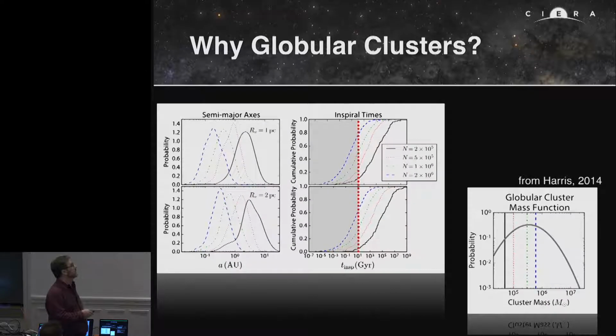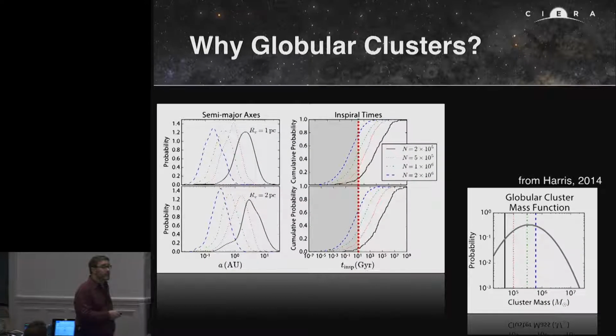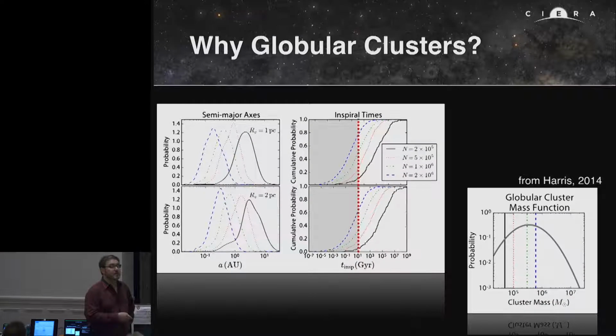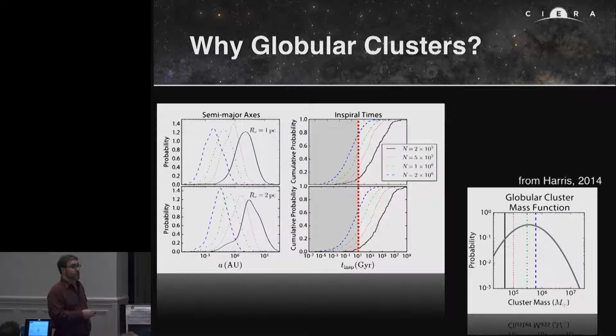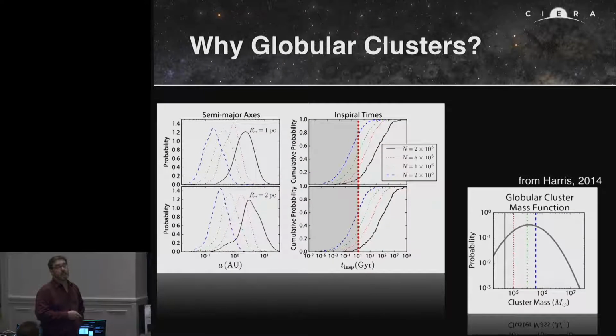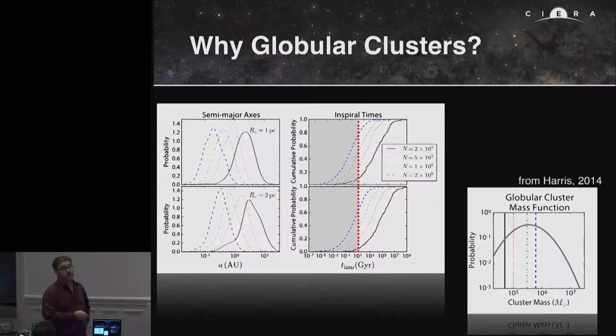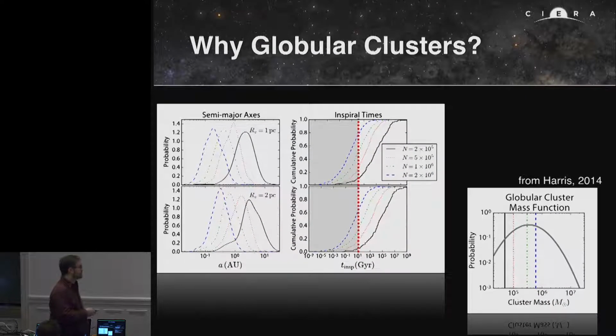They're not too wide, in which case they would never merge. They're also not too tight. Too tight is also a problem because these are old systems. And so if the binaries get hardened too much, they merge very quickly, and that means they merge at high redshift where LIGO cannot see them, at least not yet. Okay. So this is why globular clusters are so special in this story.